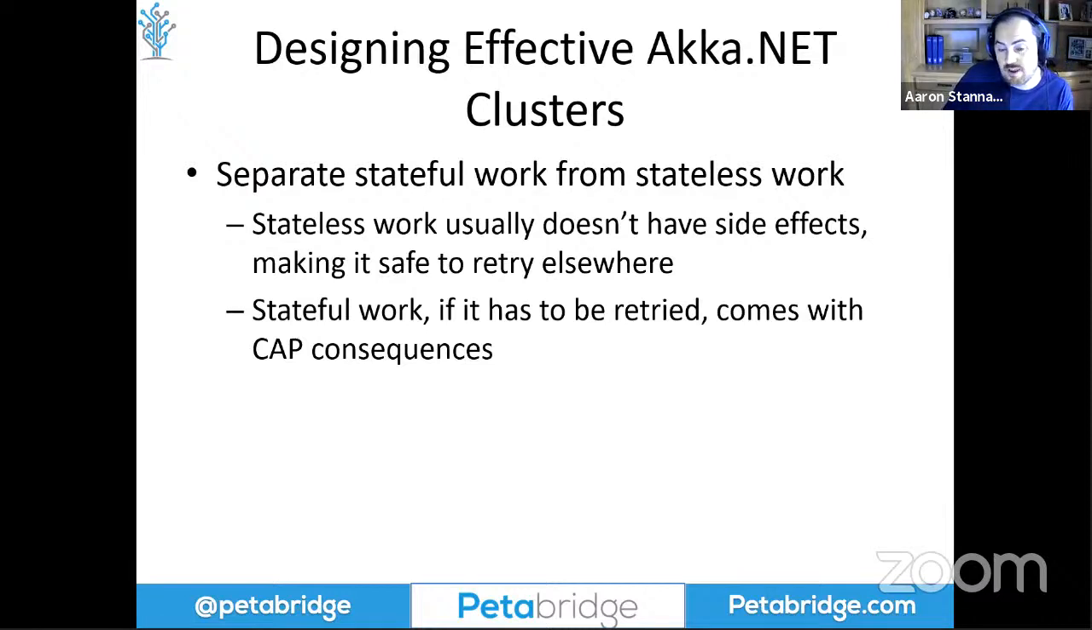So stateful work, if it has to be retried, comes with CAP theorem consequences, meaning you have to worry about the consistency with how that retry is done, depending on how you've modeled your state potentially. A system like CRDTs eliminates a lot of that, but comes at the cost of eventual consistency. So retries are cheap in distributed data, but the rate at which those changes get propagated over the network is slower than, let's say, a system like SQL Server, for instance, which is a strongly consistent type system.